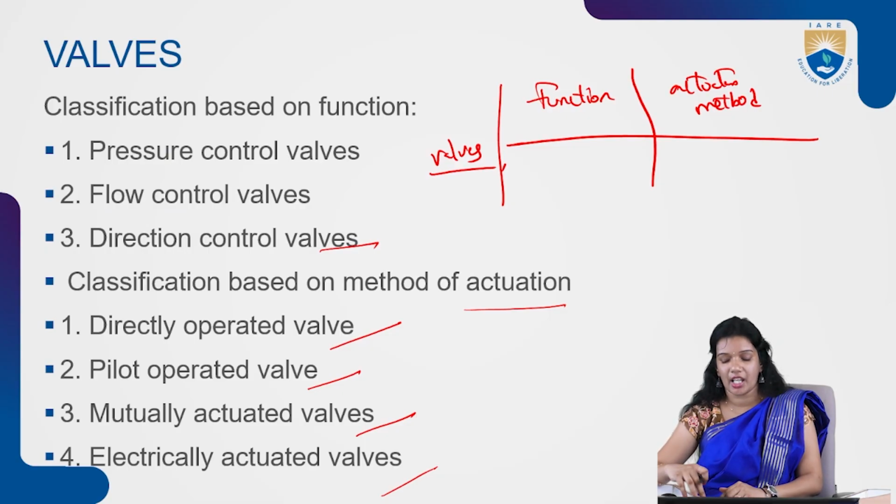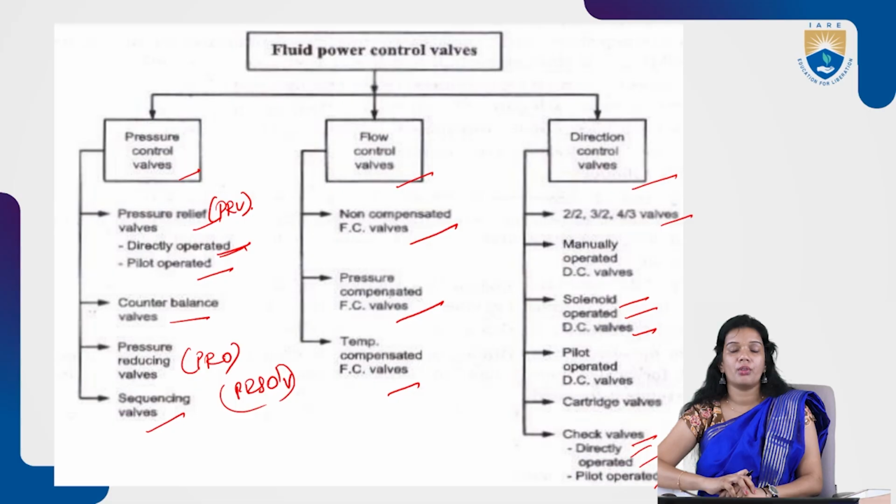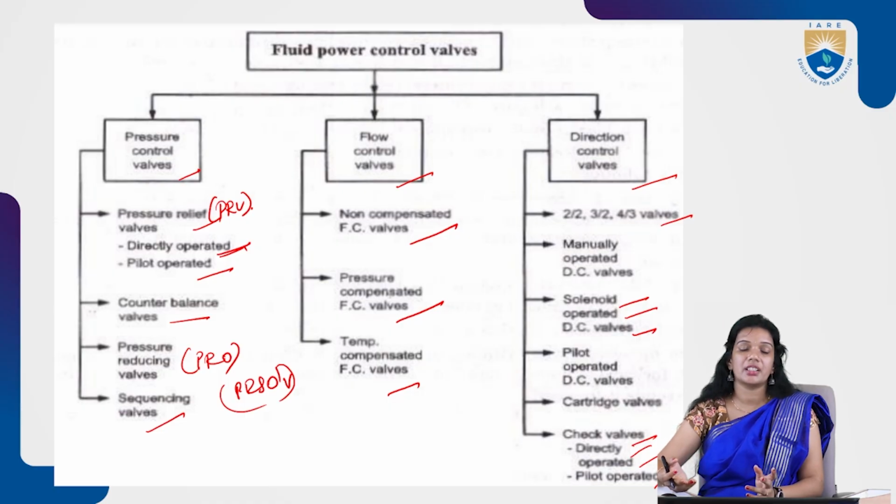In the function we have pressure, flow, and directional control. In pressure control, we are looking into the pressure relief valves, the directly operated valves, the counterbalance, the pressure reducing valves, and the sequencing valves. In the flow, you have non-compensated valves, pressure compensated valves, and temperature compensated valves.